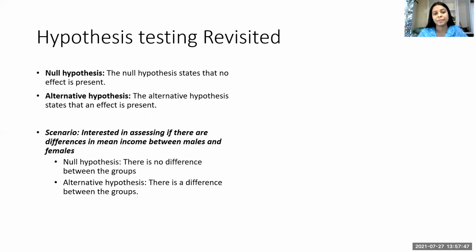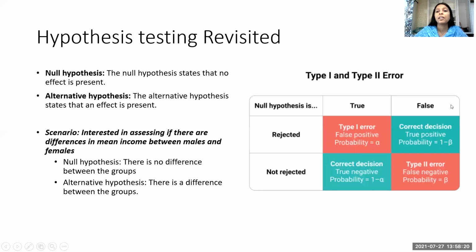Whereas for the alternative hypothesis, we can write that there is a difference in the mean income between the groups males and females. So for different scenarios, depending upon the independent variables and dependent variables we want to study, we can write the null hypothesis and the alternate hypothesis. Now, when we perform hypothesis testing, we tend to perform a few kinds of errors. So what are these errors? These errors are known as type 1 and type 2 error.